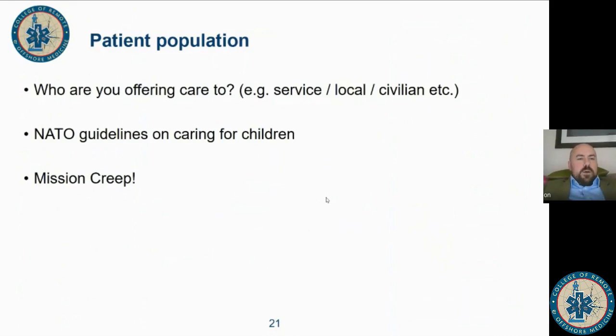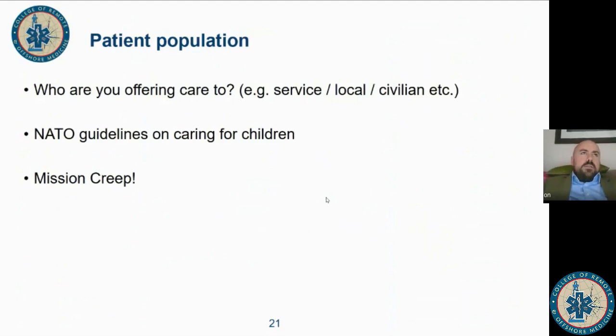So finally, we get on to, well, who are the patients? Who are you offering the care to? Is this something like military personnel that are deployed? Is this something where you are going to an area to provide care to the local population, so civilians, or is this to elite sportsmen who are doing whatever?